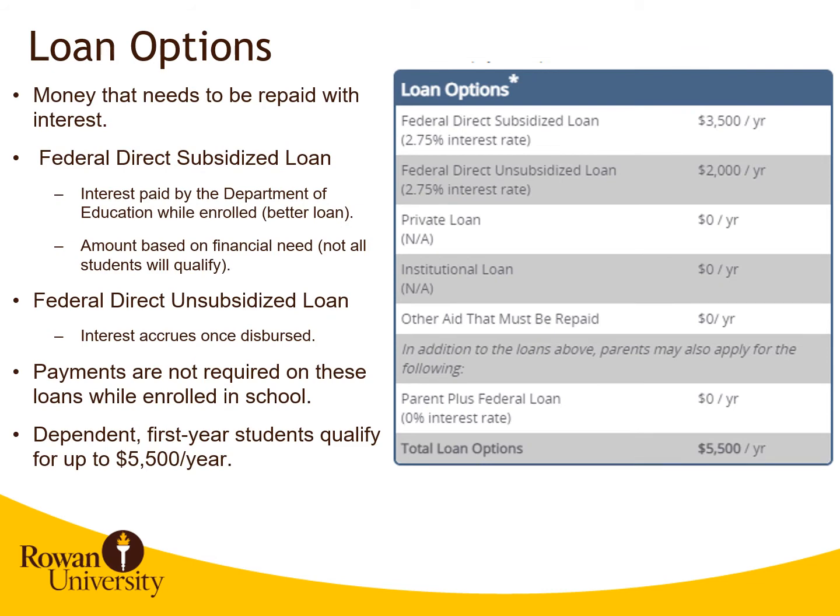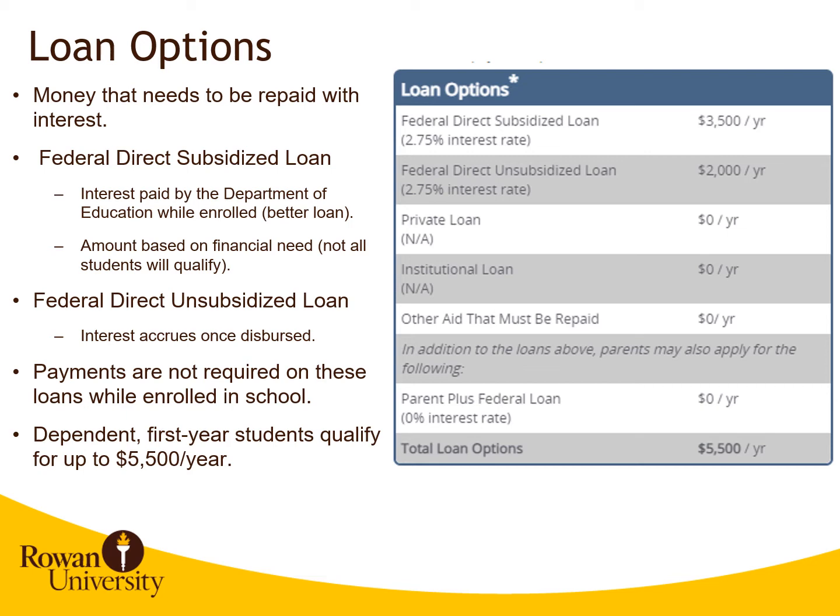By completing a FAFSA, most incoming first-year students automatically qualify for $5,500 in federal student loans. Federal student loans do not need to be paid on while the student's in school. They'll start getting their bills about 6 months after they graduate, or they leave school, or drop below half-time enrollment. There's two types of loans. Not everyone qualifies for both types of loans.